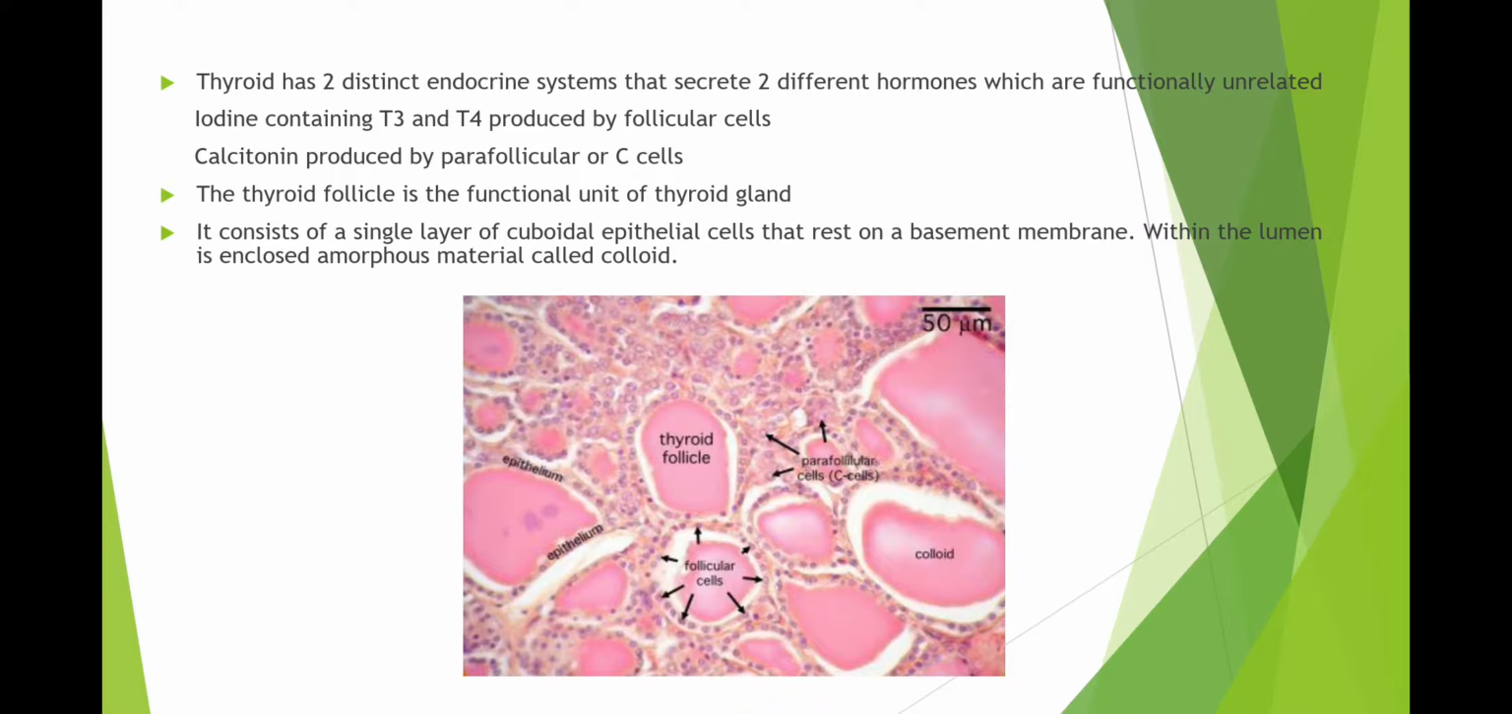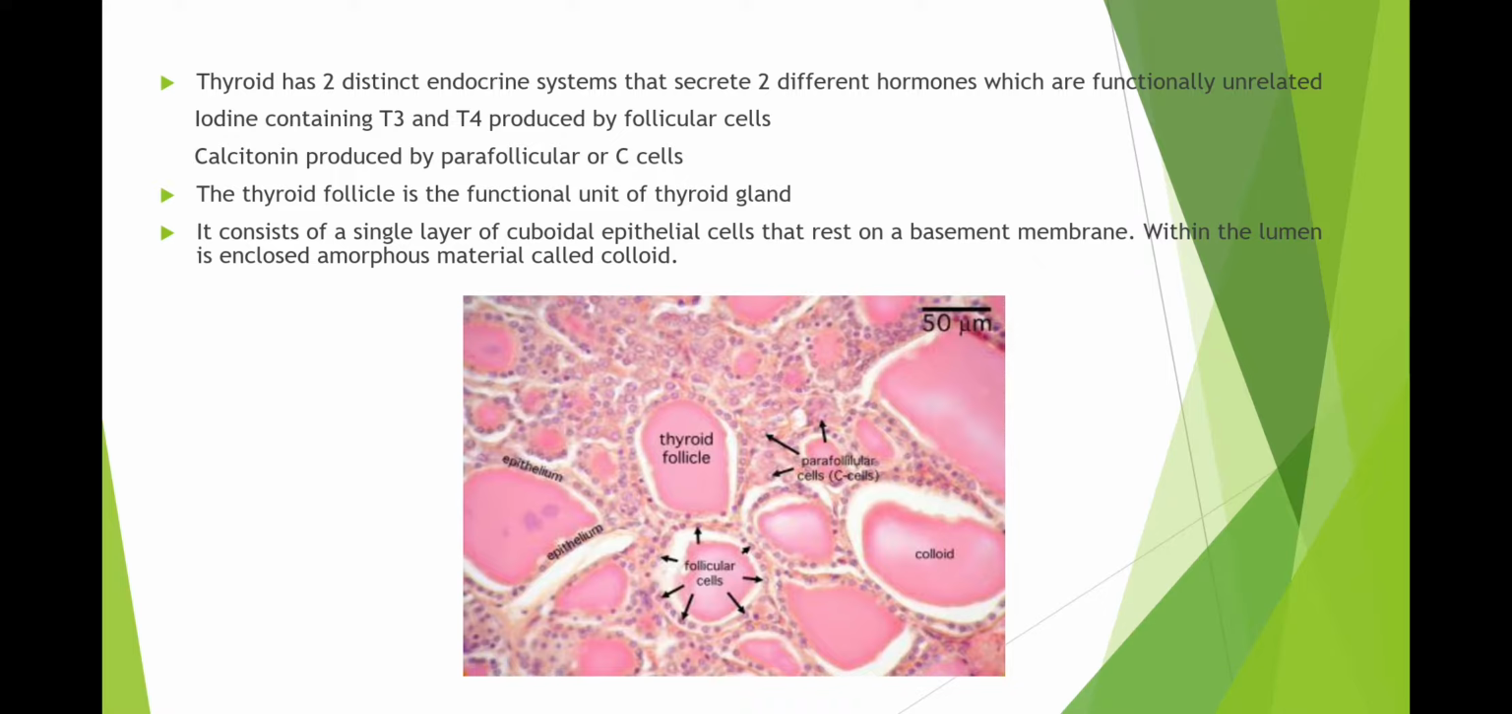Thyroid has two distinct endocrine systems that secrete two different hormones which are functionally unrelated to each other. First is the iodine containing T3 and T4 produced by follicular cells. Second is calcitonin produced by parafollicular or the C cells.